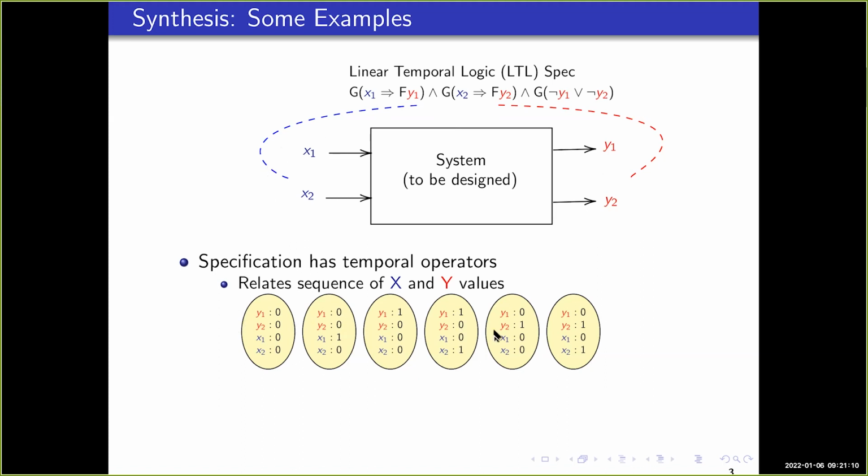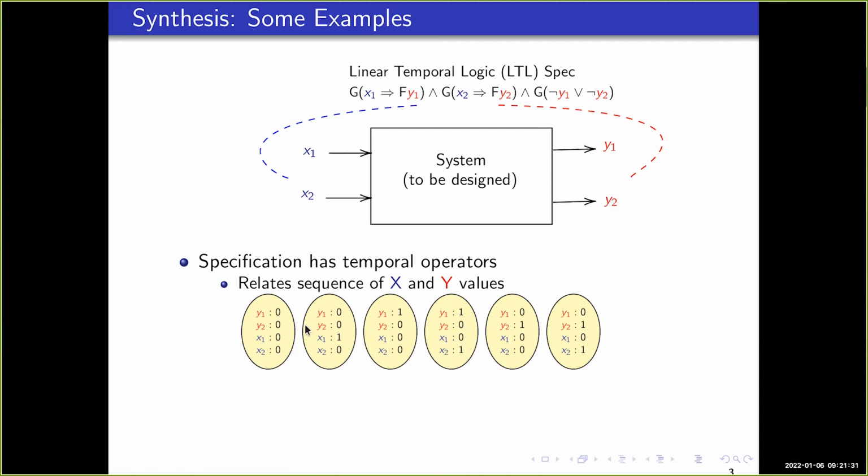So here is a rather arbitrary choice of a sequence of valuations of x and y that can happen if I were to design a system that satisfies this specification. Okay. So maybe we start off with x1 and x2 being 0 and y1 and y2 being 0.